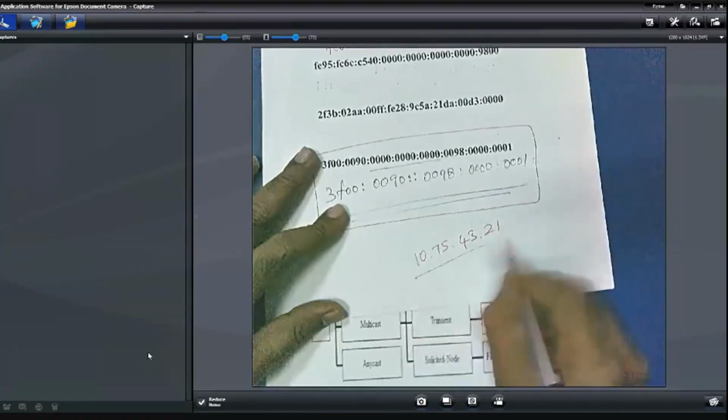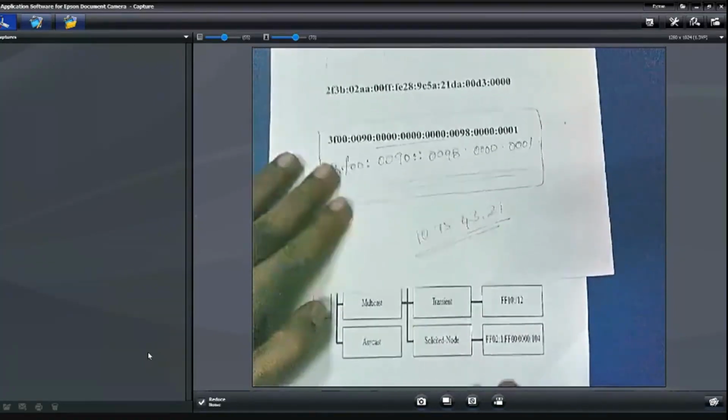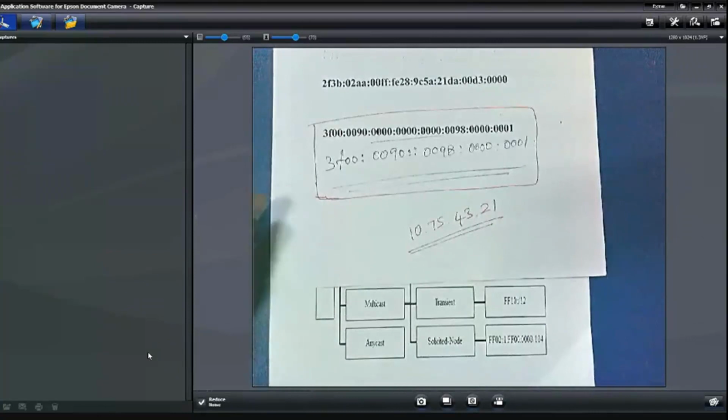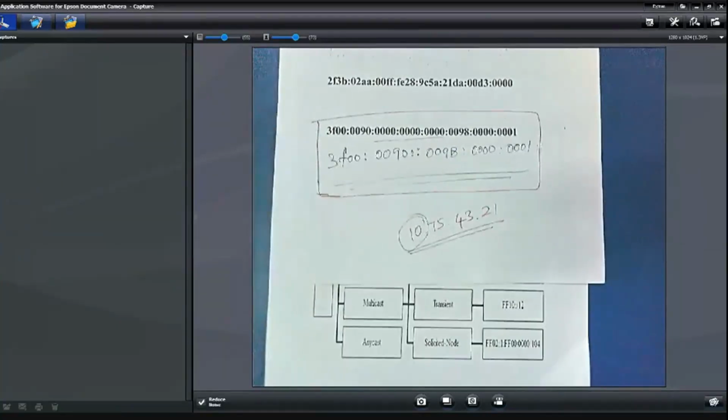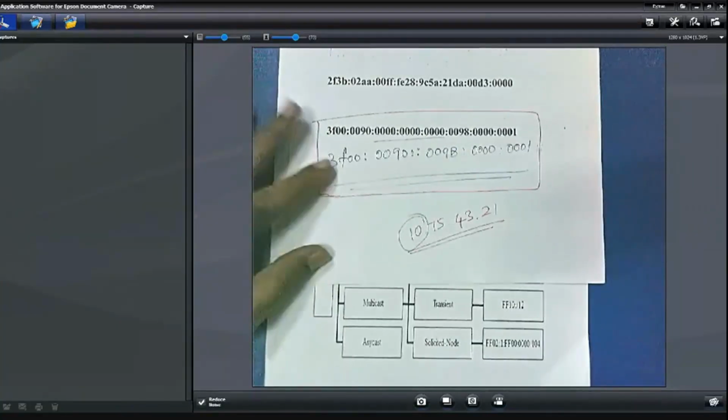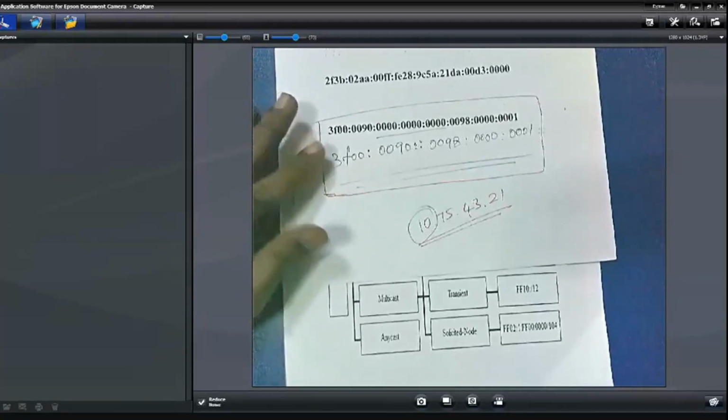10.75.4.43.21. What is the class of this IP address? Class A. Very good. How are you telling it is class A? Because you know the range. So 10 is available in class A.